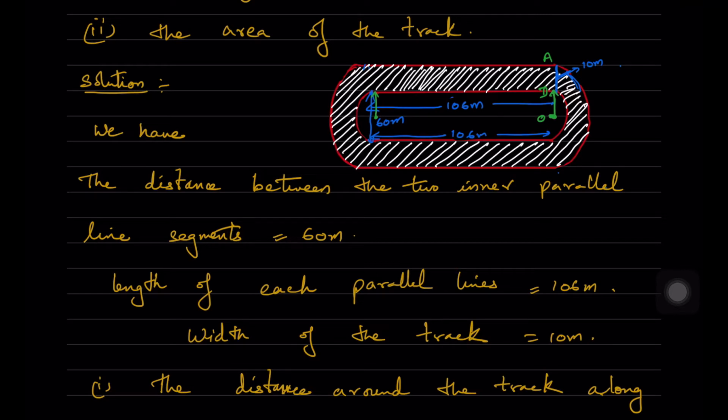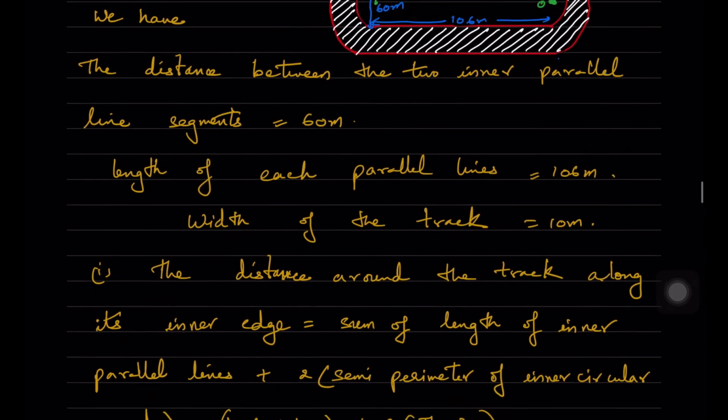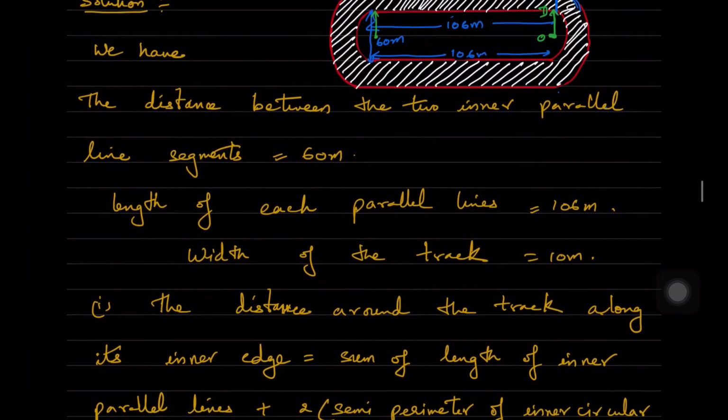So the first semicircle, the smaller one, has a radius of 60 by 2, that is 30 meters, and the outer circular path has a radius of 60 plus 10 plus 10, so 80 by 2 is 40. So the length of each parallel line is equal to 106 meters. The width of the track is 10 meters.